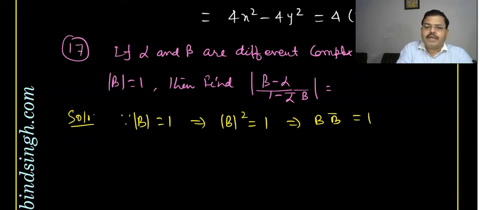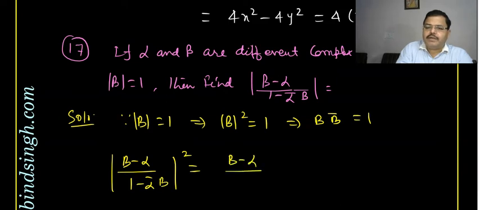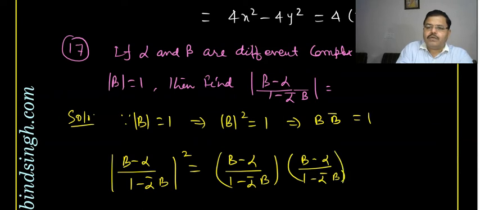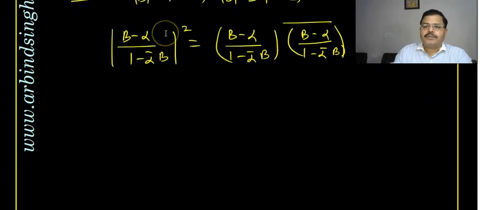Similarly, let us consider this, beta minus alpha upon 1 minus alpha conjugate beta whole square is equal to beta minus alpha upon 1 minus alpha conjugate beta into beta minus alpha upon 1 minus alpha conjugate beta whole conjugate, using the property z into z conjugate is equal to mod of z square. So using this property, I have written like this. Okay, now what will happen?